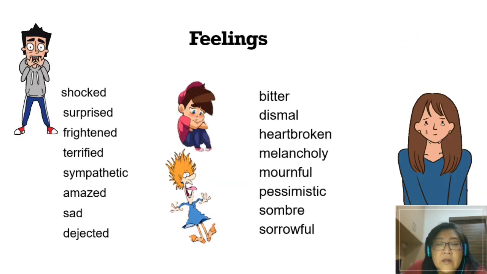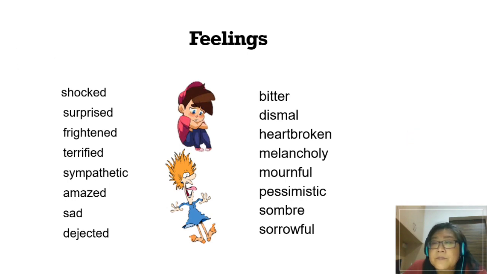And then we also have feelings such as shocked, surprised, frightened, terrified, sympathetic, amazed, sad, dejected, bitter, dismal, heartbroken, melancholy, mournful, pessimistic, somber, and sorrowful.